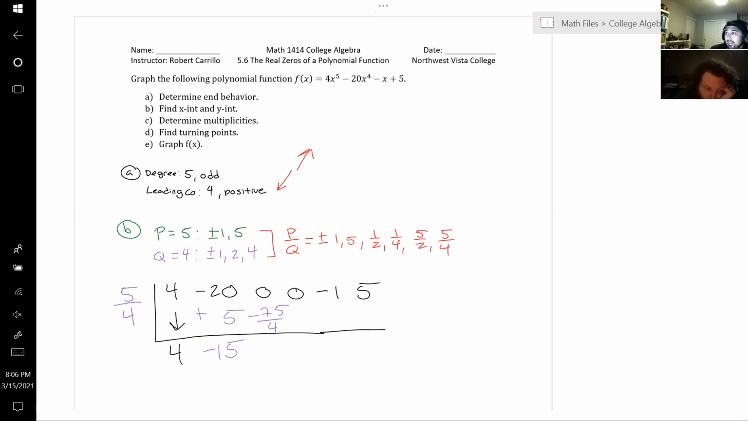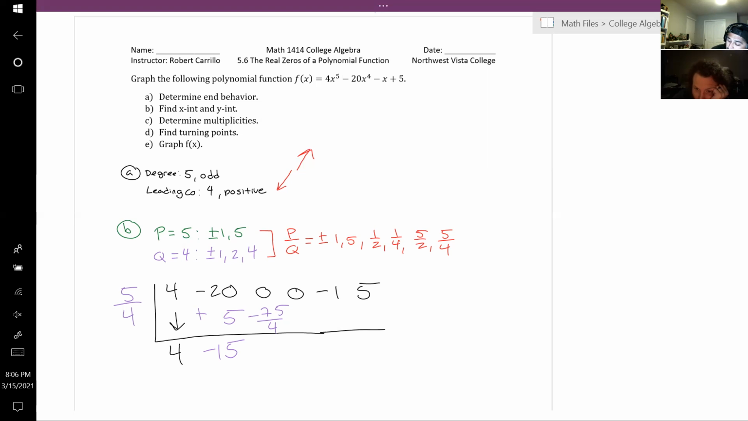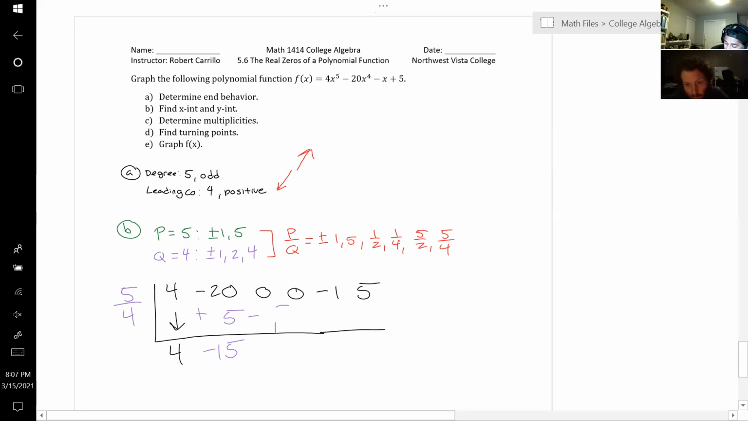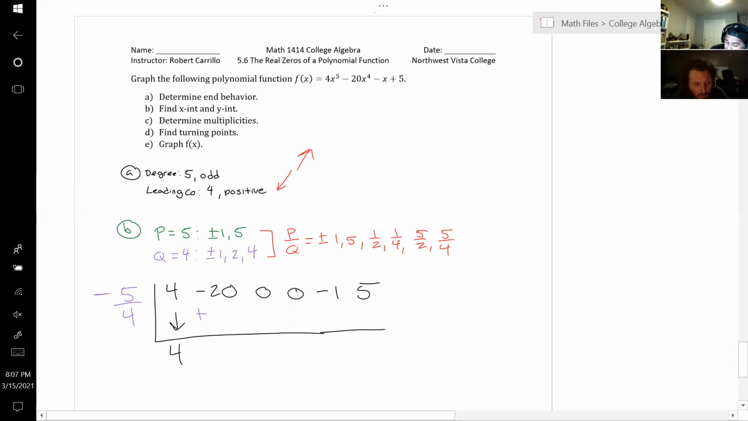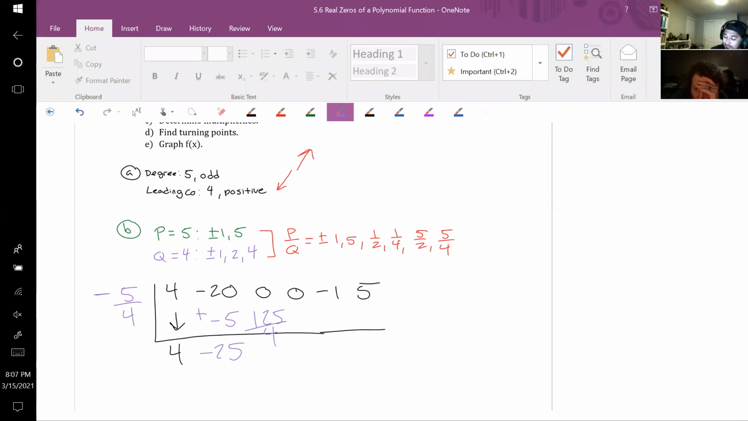Oh, this could work out. I'm going to stop there. I mean, we could try negative 5 over 4. If you did that, then you'd have negative 5, so that'd be negative 25, and then that'd be positive 125 over 4. Yeah, that's not going to work. So 5 over 4 is out. What else you got?